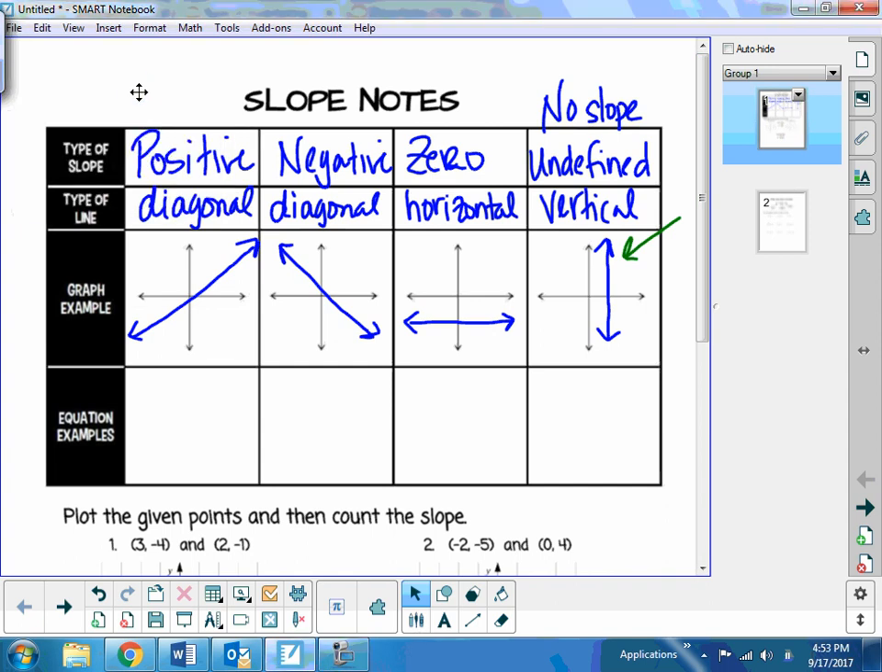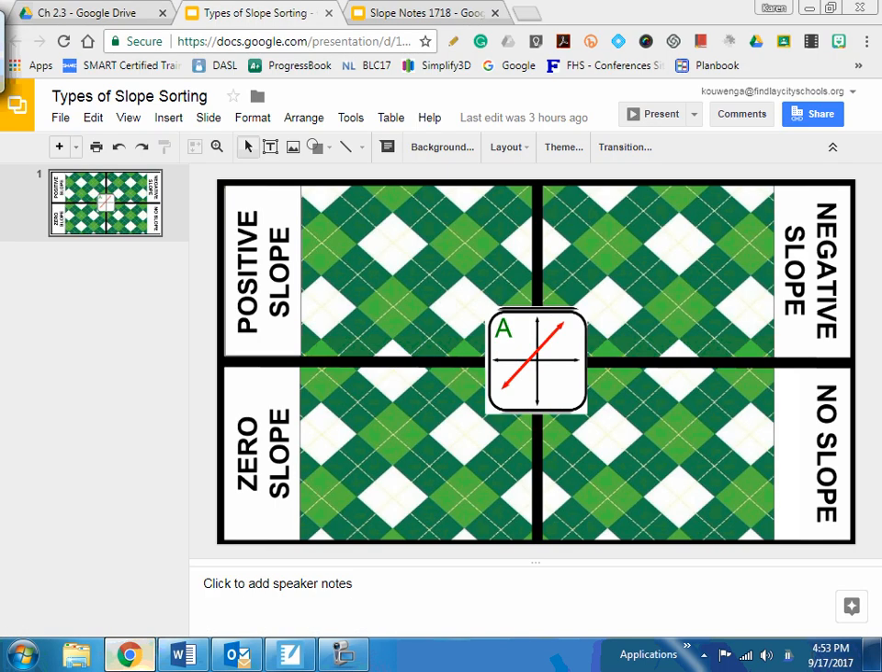In a minute here, you're going to have your Chromebooks out again, and you're going to do a little activity that's just sorting. Very quick, very painless. You don't have to type anything. You're going to go into Classroom, and you have a sorting activity that's going to look like this. There are actually 12 cards stacked here in the middle. I have the first one labeled A.